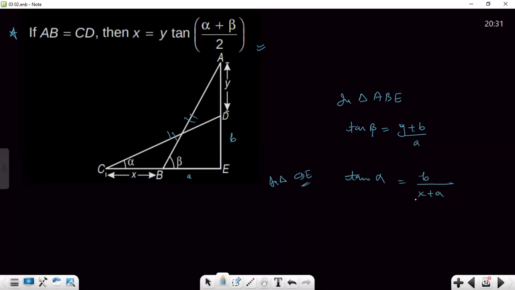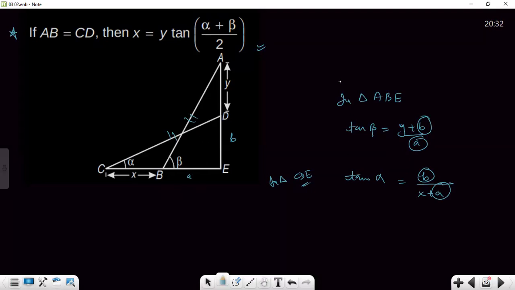Okay, what we had to find earlier was the relationship between y and x. We only have to include alpha, beta, y and x. The additional variables are these a and b. So we have to eliminate them somehow. So we'll apply Pythagoras theorem here.